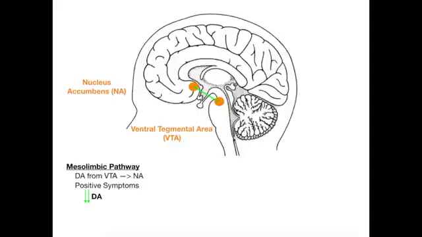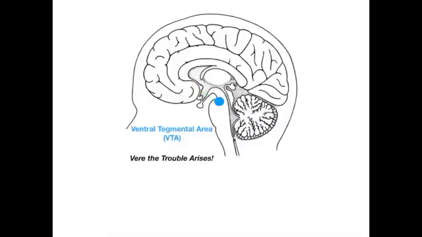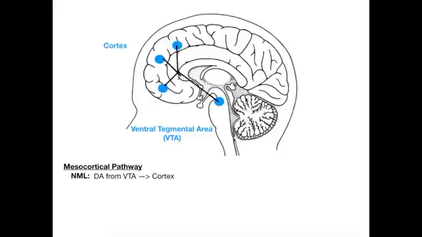So don't confuse the two because they both start with meso. But the mesocortical pathway, as you may have guessed, is going to go from the same area, the VTA, but this time it actually projects to the cortex. So again, don't forget the VTA, where the trouble arises. But this time, as the name implies, mesocortical, we're projecting to the cortical, aka the cortex of the brain. So you see that here shown in blue, and of course the pathway is connected with our black lines.